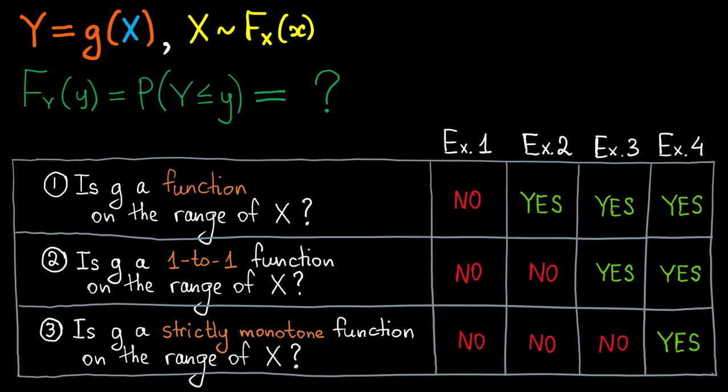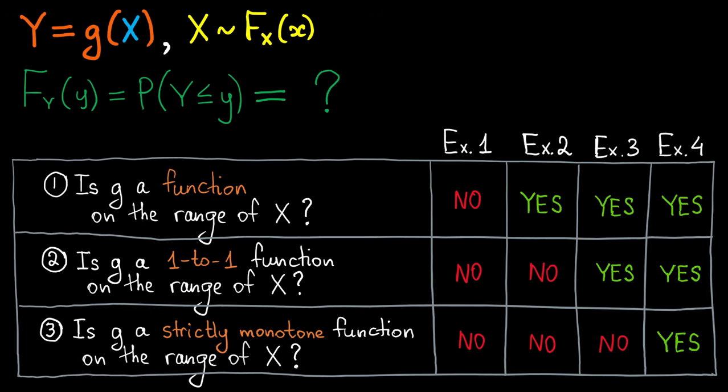Each of these three questions is getting to a characteristic of g that gives us some powers. And let's turn on these powers one at a time so that we can isolate the effect of each in turn. So in example 1, let's look at a transformation g that is not even a function.